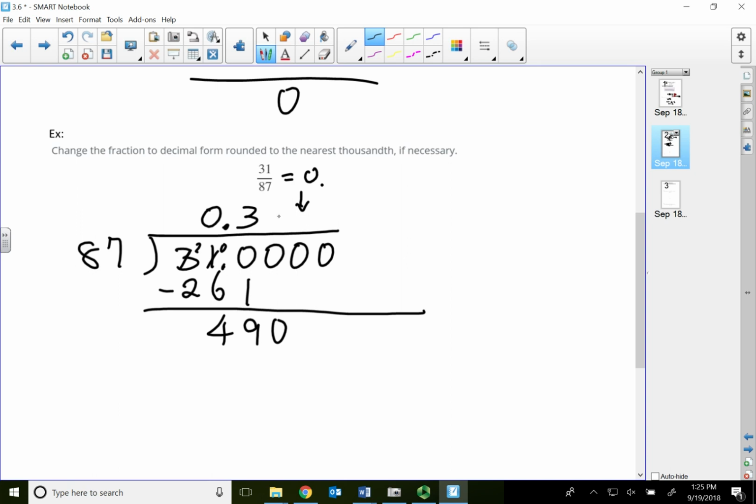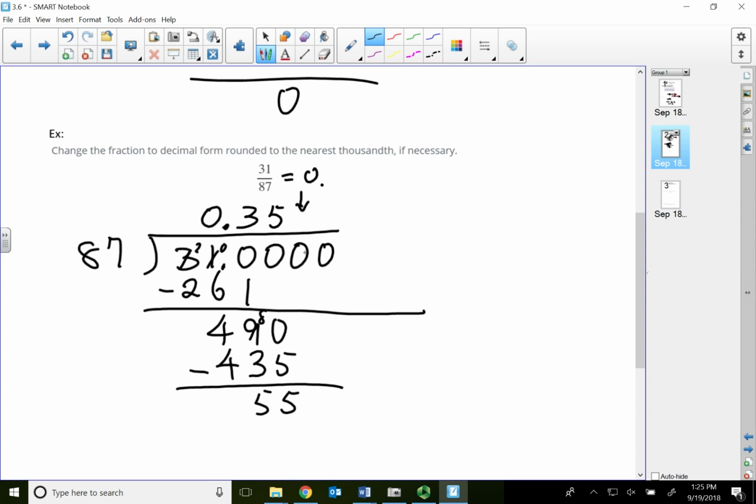8 going into 49. 8 times 6 is 48, I think that's too close. I think that will go over, so let's do 5 times. 5 times 7 is 35, carry 3. 5 times 8 is 40, plus 3 is 43. Subtract, that's a 5. This is 4 minus 3, which is 1, which is good. 55 is less than 87, so I'm good.